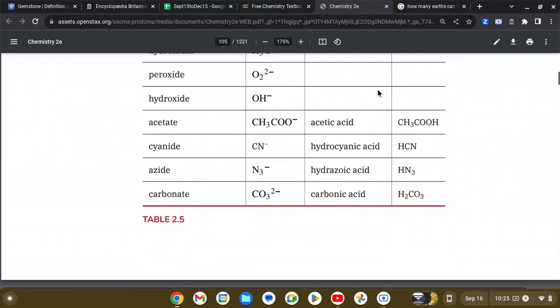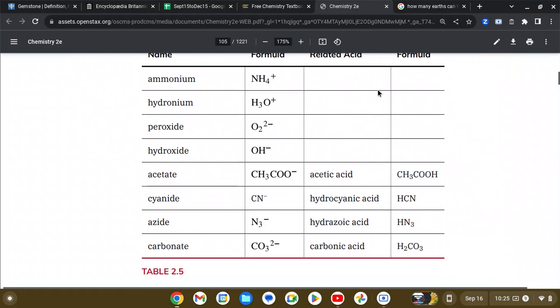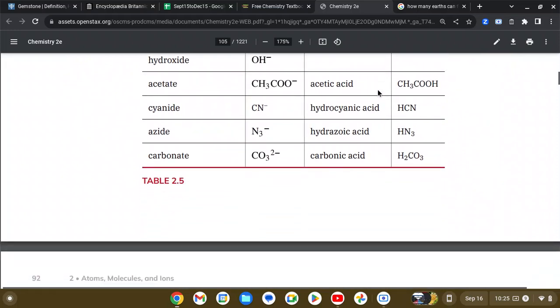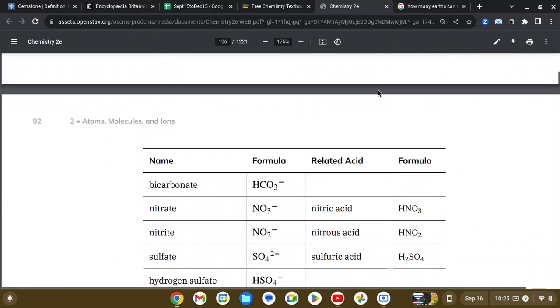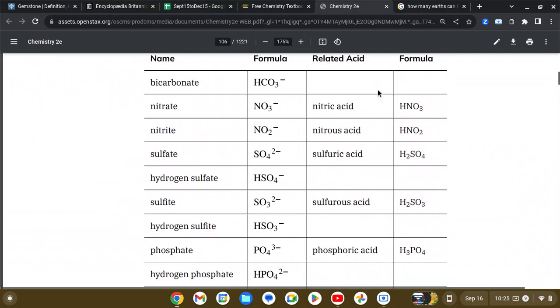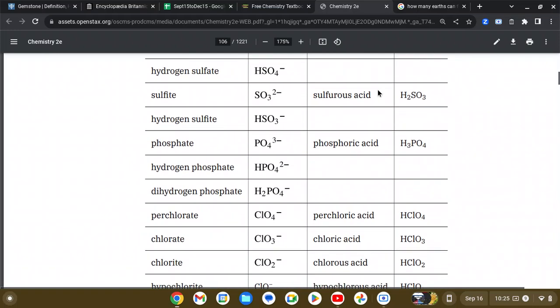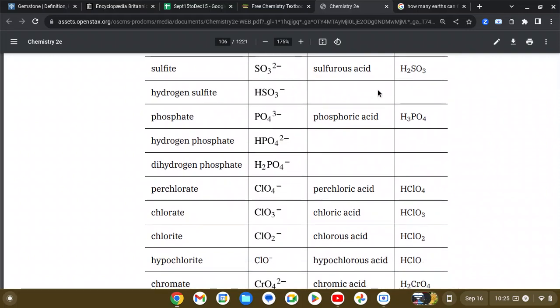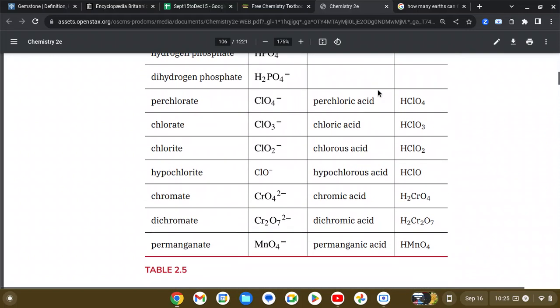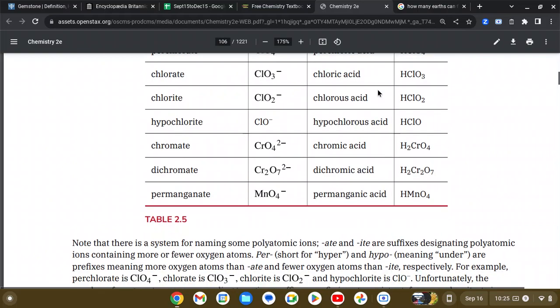Okay, I'll go ahead and read these. Ammonium, hydronium, peroxide, hydroxide, acetate, cyanide, azide, carbonate, bicarbonate, nitrate, nitrite, sulfate, hydrogen sulfate, sulfite, hydrogen sulfite, phosphate, hydrogen phosphate, dihydrogen phosphate, perchlorate, chlorate, chlorite, hypochlorite, chromate, dichromate, permanganate.